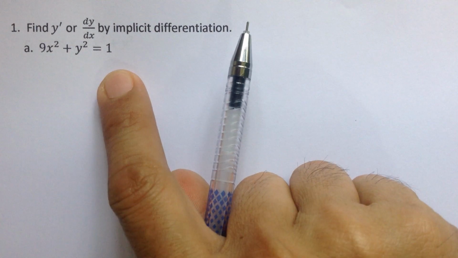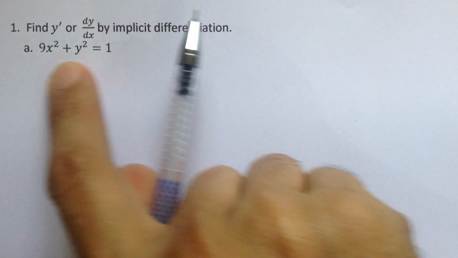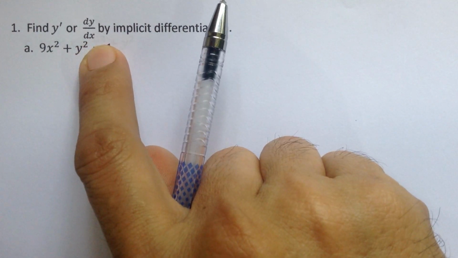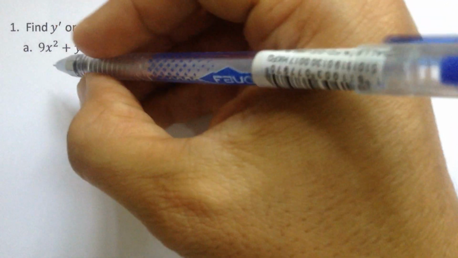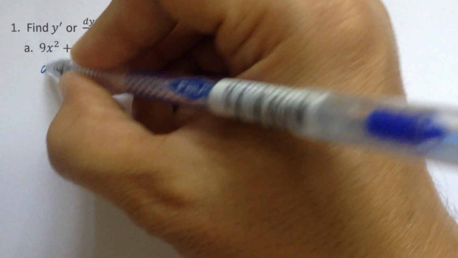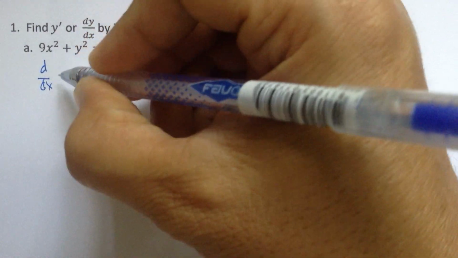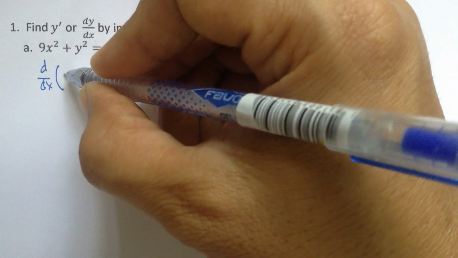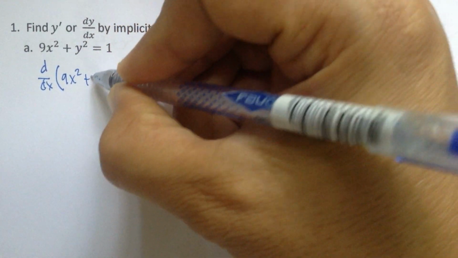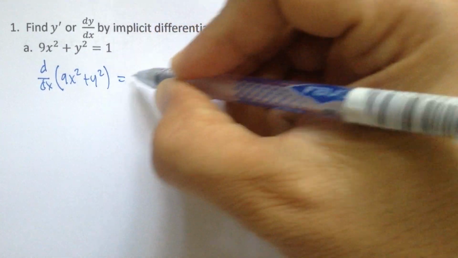Now, how do we use implicit differentiation to find dy dx? The first step, of course, is to indicate the operator, the d/dx, on both sides.